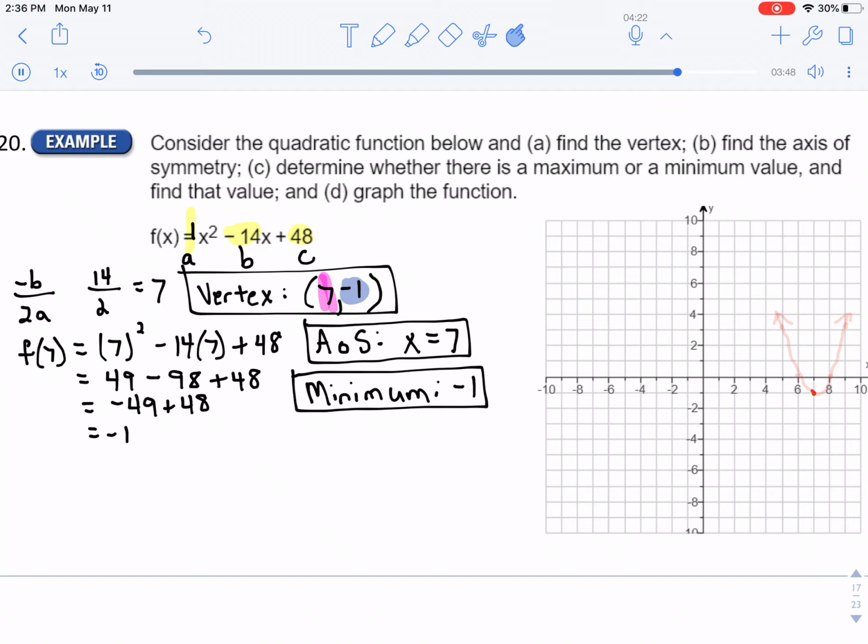But since it's an a value of 1, from the vertex, you can go right 1 and up 1 and make a point there. Go back to the vertex, go left 1 and up 1 and make a point there. Go back to the vertex, go left 2 and up 1, 2, 3, 4. Make a point there. Go back to the vertex, go right 1, 2, and up 1, 2, 3, 4, and make a point there. Now connect those to give your parabola, which looks like that.